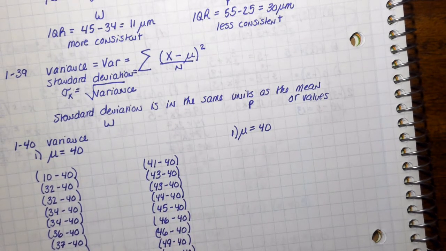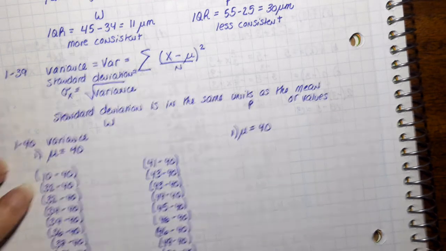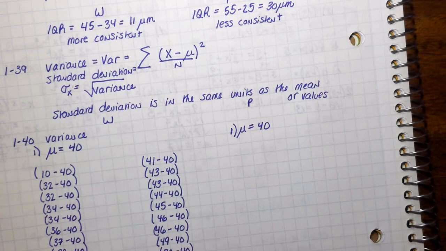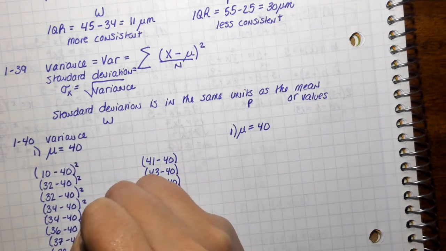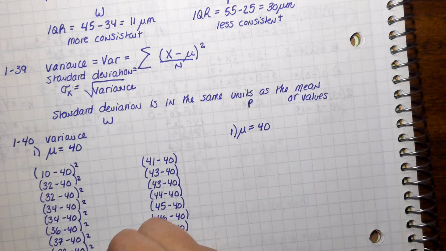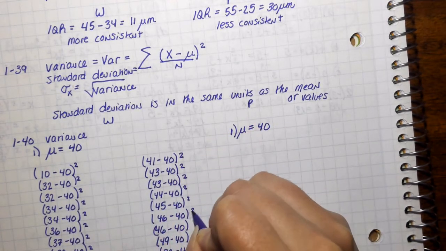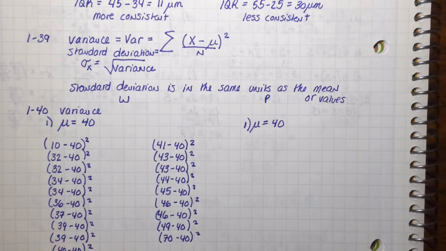6, 7, 8, 9, 10, 11, 12, 13, 14, 15, 16, 17, 18, 19. Did I miss one? 1, 2, 3. No? Okay. Alright. And then we're going to take those values and square them. We have really good mental math skills. I'm pretty sure that we can do this in our head.